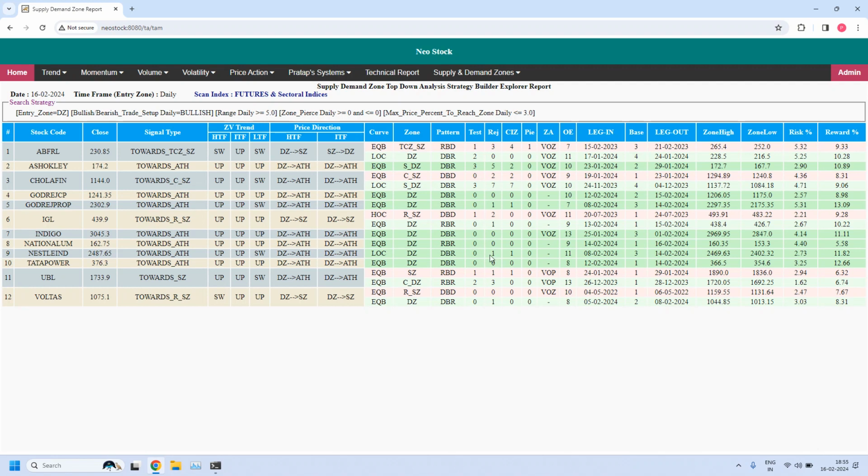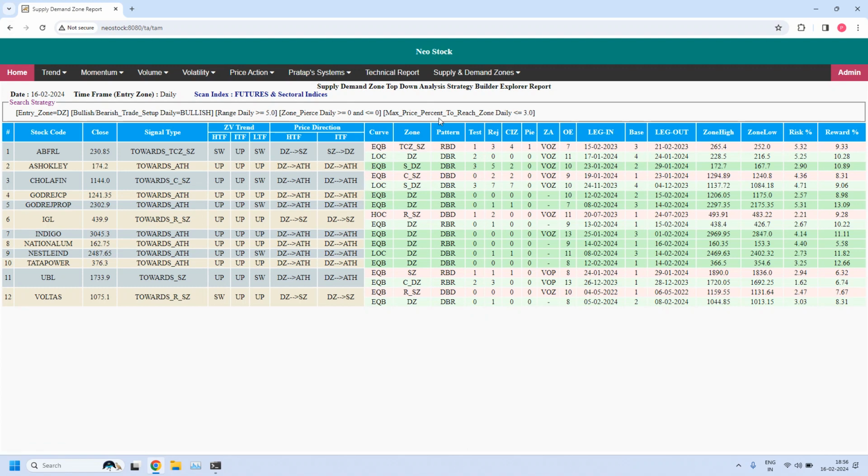See here, Nestle Industry, already one rejection is there. That means already an entry is there in the zone. But the rejection count advantage is that it indicates there is a strong order flow in that zone. That is one price action clue for us. Those who look for strong order flows and trade based on that, this rejection count will be helpful to them. Even IGL also, the zone test count is 0, but the rejection count is there. So that means this zone is already tested.